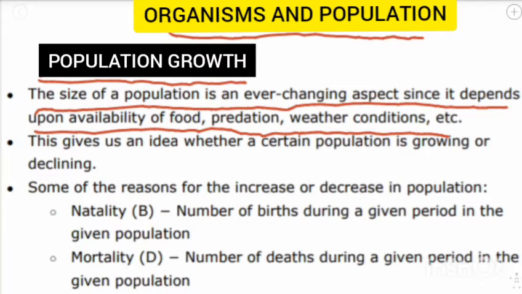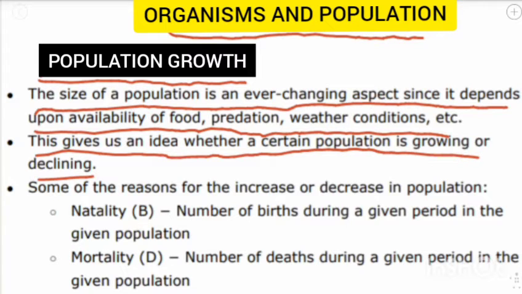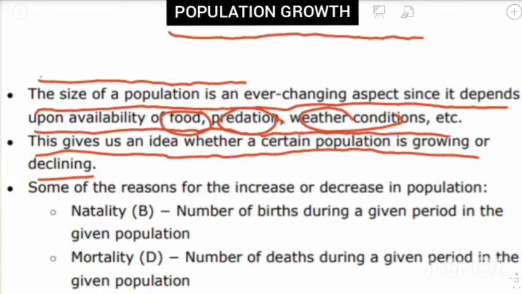This gives us an idea whether a certain population is growing or declining. From these factors, food, predation, weather conditions, etc., we can understand whether the population is growing, decreasing, or constant.